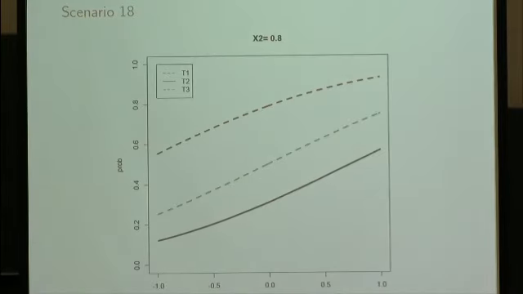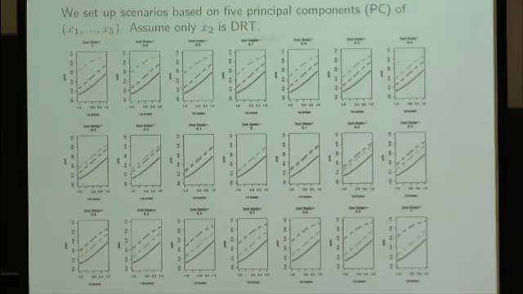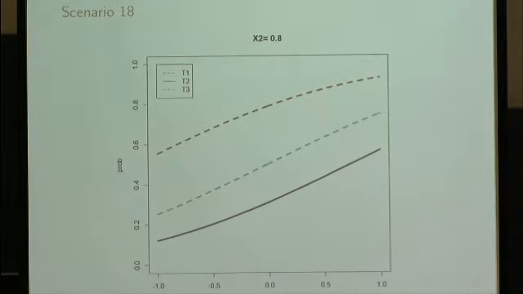So I'm just going to pick one scenario. There are 20 of them. You can simulate data using either one of them. And I just randomly pick the number 18.